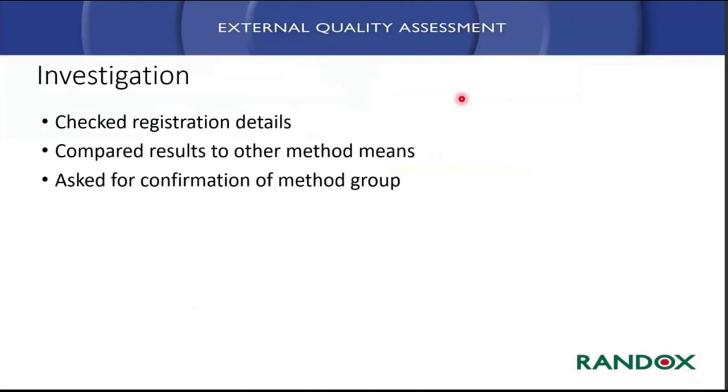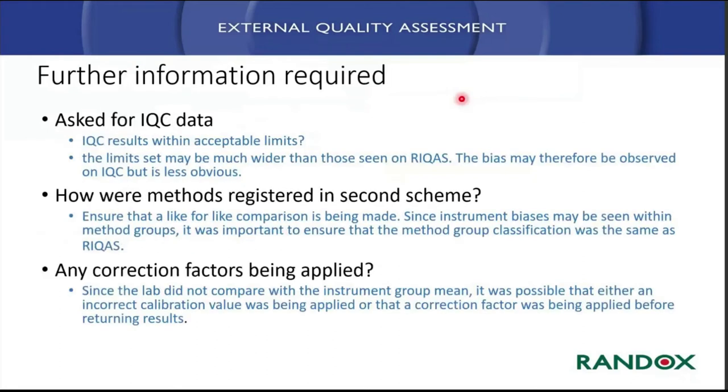We also compared the results to other means, once again checking that they weren't registered incorrectly. Very often that is the case, and we will ask for confirmation of the method group. We were very willing to help by getting a copy of the IFUs, the insert sheets, just to ensure that they are correctly registered. And in this case, they actually were. There wasn't a problem.